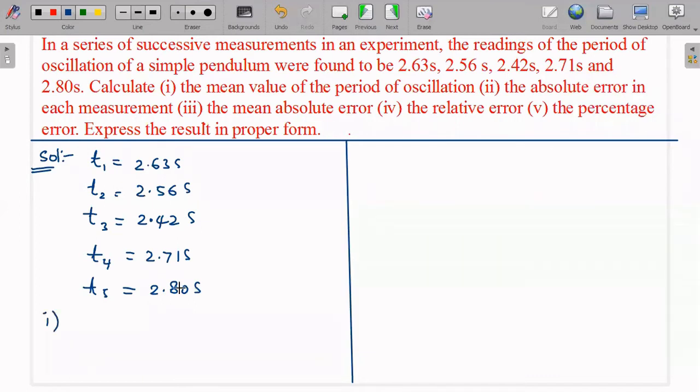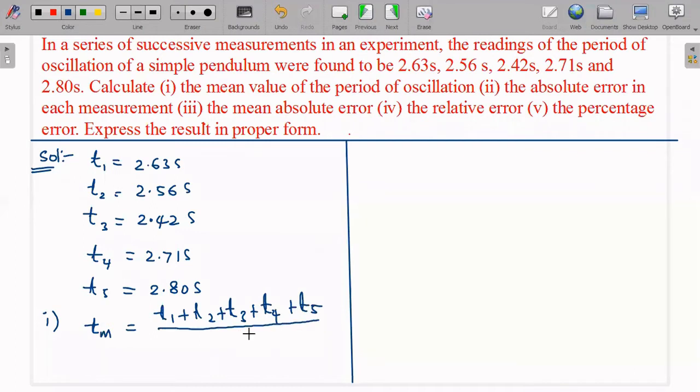Now, what is the first one they asked us to calculate? The mean value of the period of oscillation. The mean value will be our true value, as the true value is not given in the question. So whatever we have to find here, the mean value becomes our true value. If I write the true mean value as TM, it is T1 plus T2 plus T3 plus T4 plus T5 by 5.